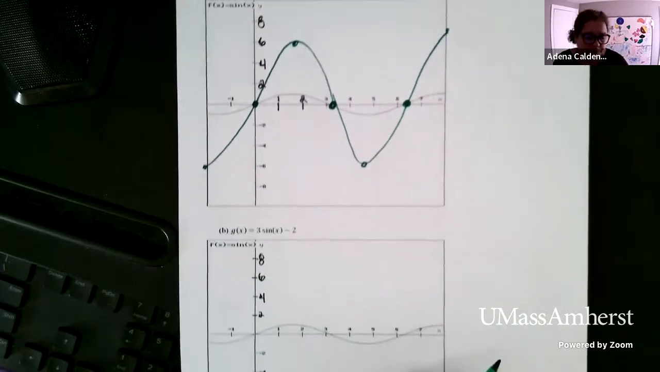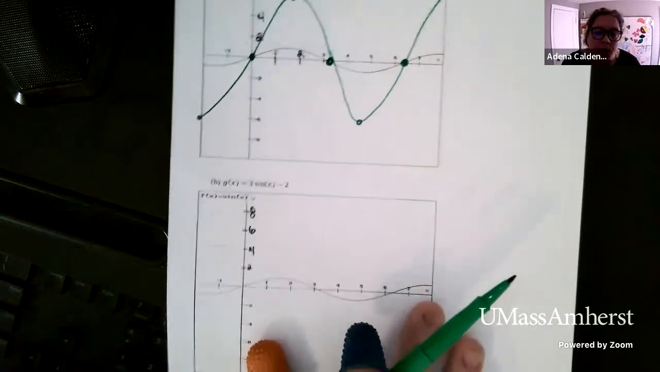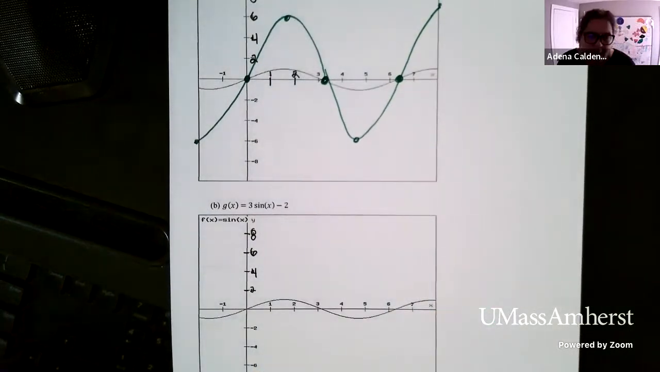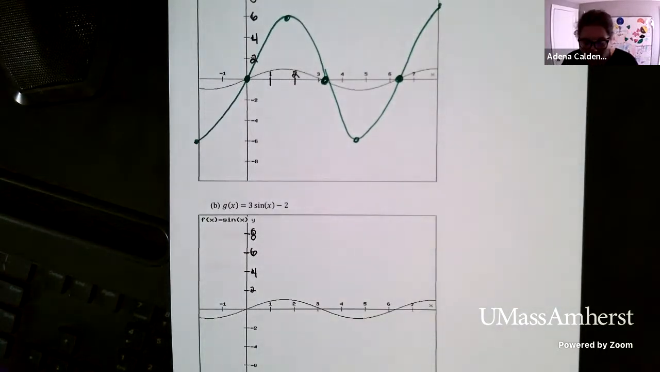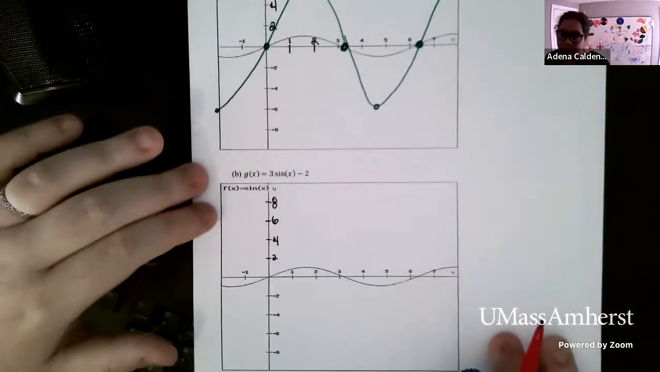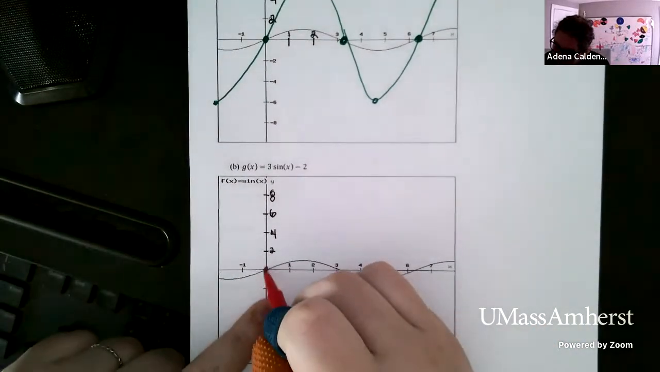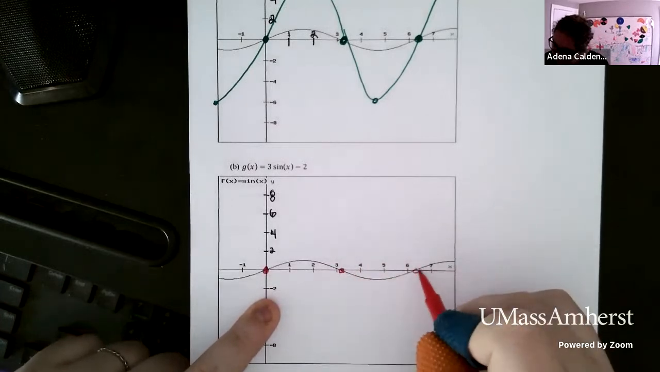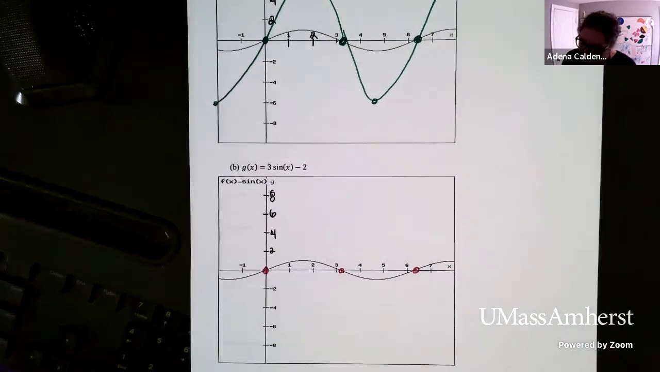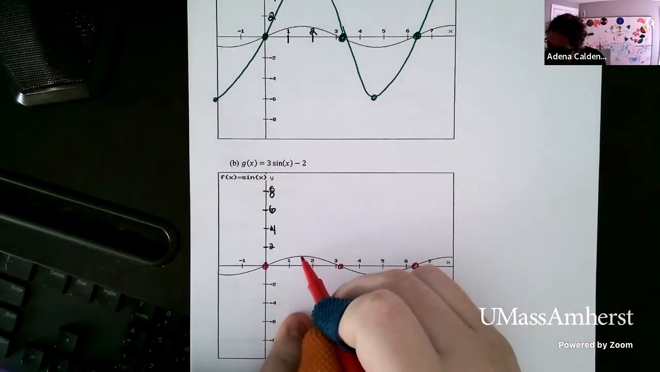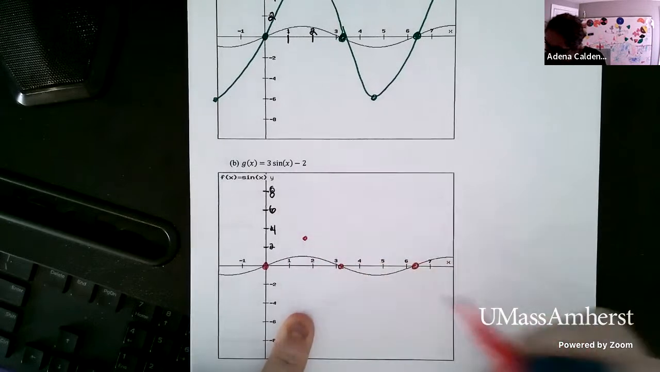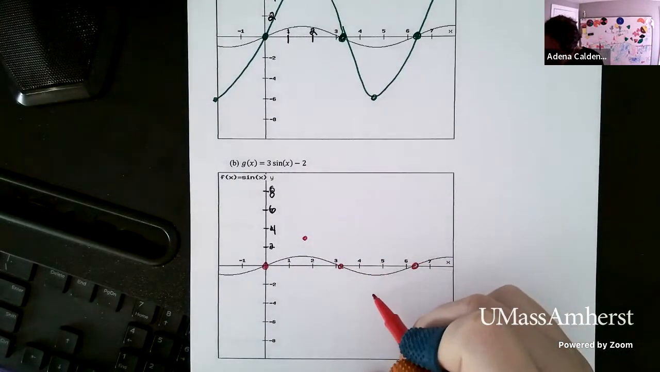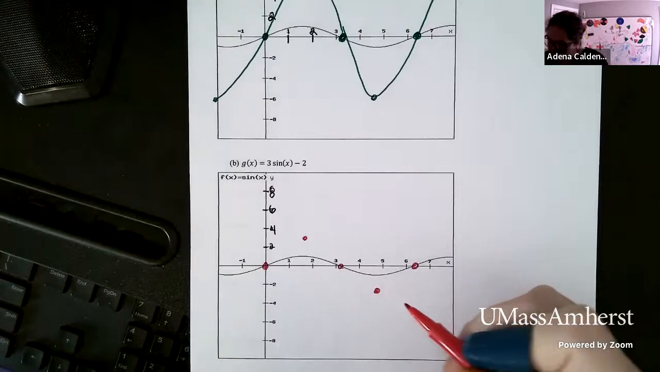Now, for the second one, we're going to have 3 sine x minus 2. And so the 3 is going to have a similar impact that the 6 did. So I'm going to do this in 2 steps. I'm going to do 3 sine x first to see what the 3 does, and then we'll ask, what does the minus 2 do? So again, the zeros stay 0, right? Because 3 times 0 is still 0. But now instead of going up to a maximum of 1, we have to go up to a maximum of 3. And instead of a minimum of -1, we have a minimum of -3, right?